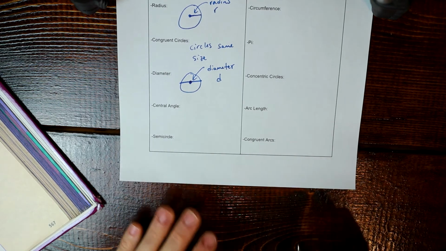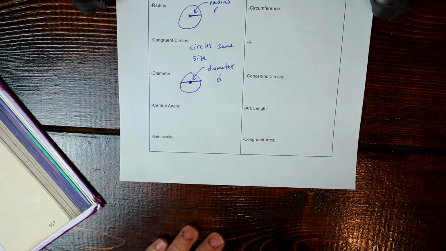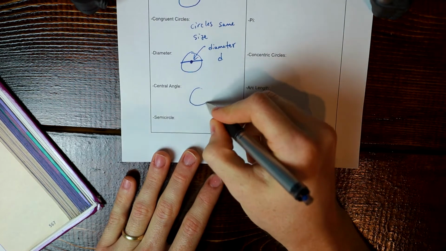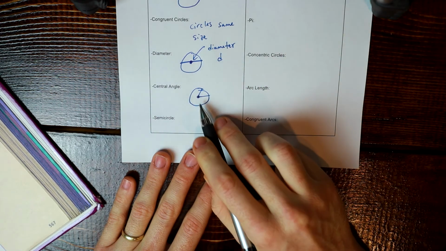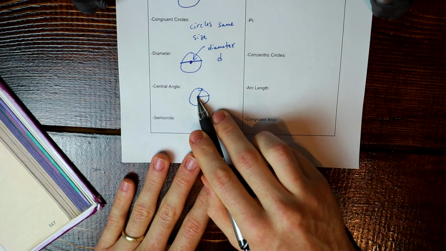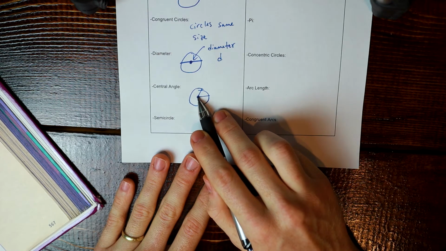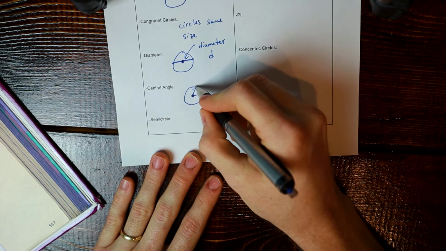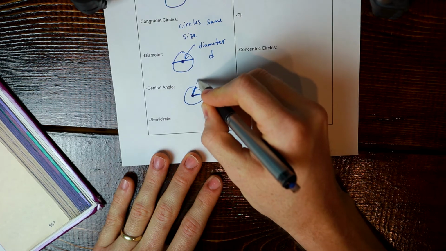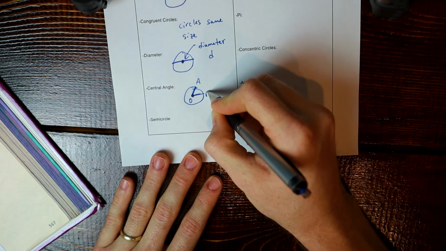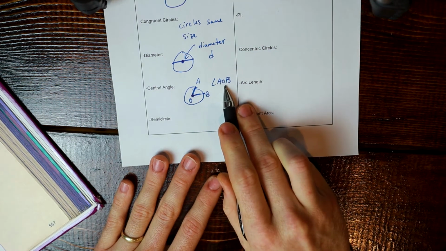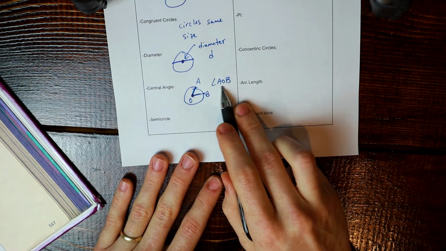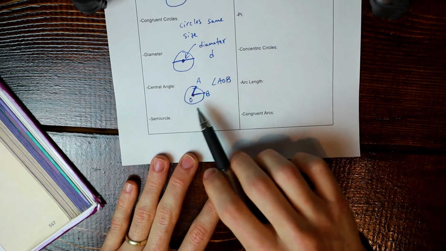Central angle. So a central angle is an angle whose vertex is at the center of a circle. So for instance, let's say we had this circle, right? And then we drew an angle inside. If its vertex is at the center of the circle, this is called a central angle. So this would be your central angle. For instance, let's call this angle AOB. Remember, your vertex has to go in the middle of the name in order to accurately name the angle.